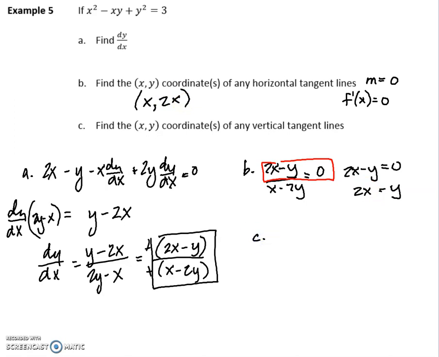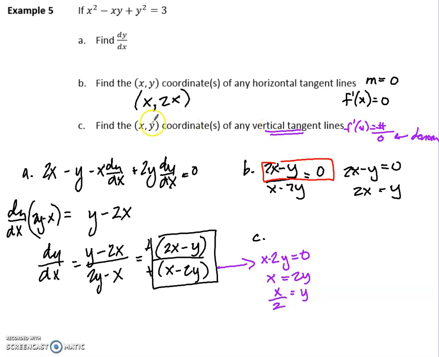For the second part, they want to know when there's a vertical tangent. A vertical tangent is when the slope has something divided by 0, which means you're looking for when the denominator is 0. So I'm going to take my denominator and set it equal to 0. x minus 2y equals 0. I'm going to solve that for y. So that means there will be a vertical tangent if you have the relationship of x and then your y being x over 2.